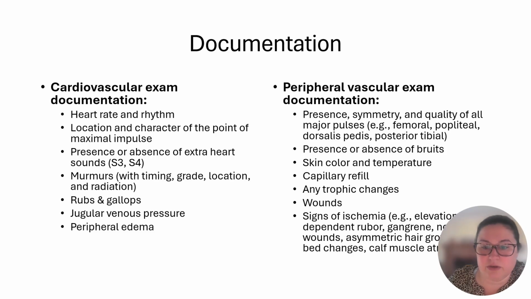For your peripheral vascular exam, we should be documenting presence, symmetry and quality of all major pulses, presence or absence of bruits, skin color and temperature, capillary refill, trophic changes, wounds, and then any signs of ischemia.